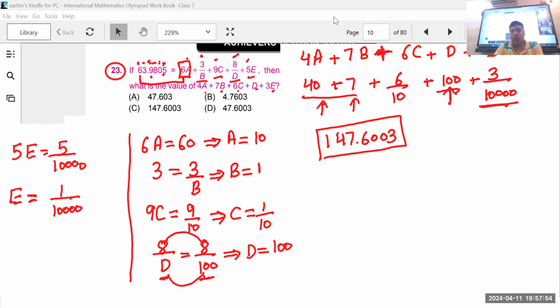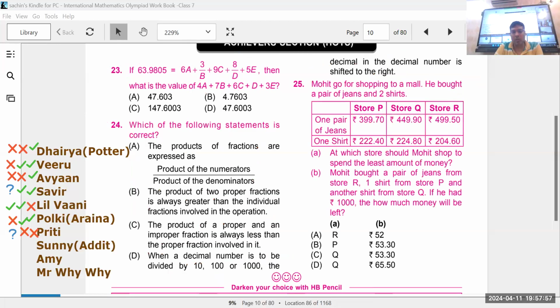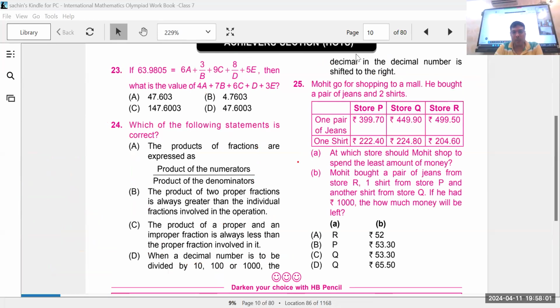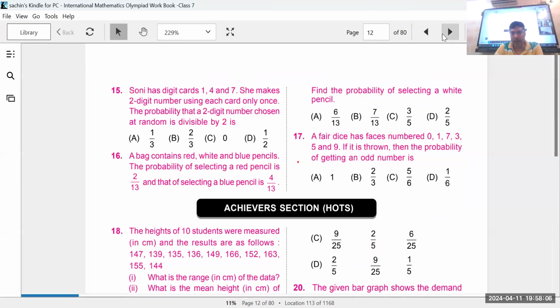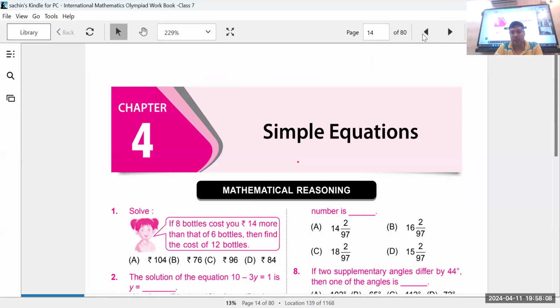So this chapter is over from the IMO book. What is the next chapter from the IMO book? It is data handling, which we will do later. And then we have simple equations. So we will take a break. We will resume after the break. You guys can watch the room or do whatever. For how many minutes? 4.5. Sir, 5.